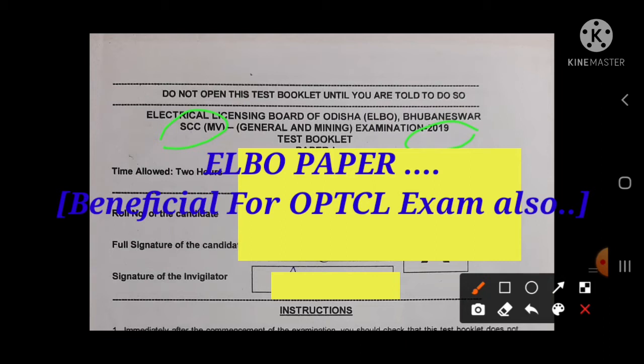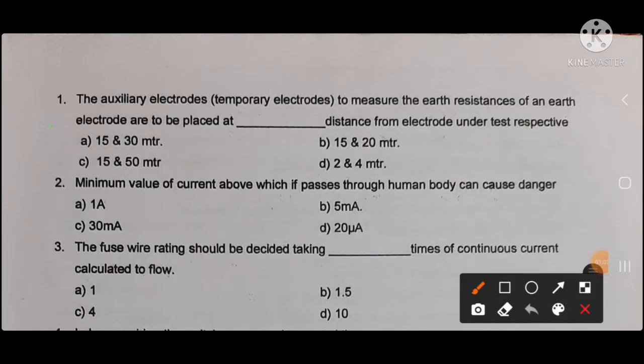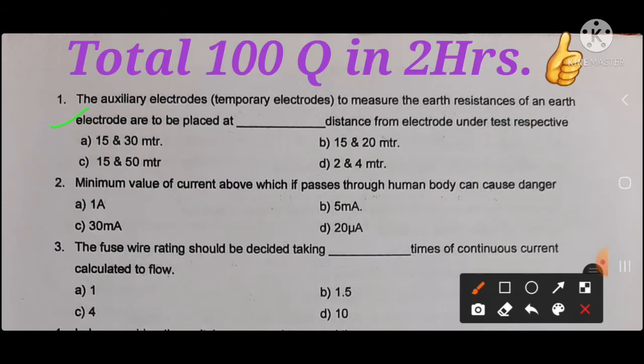So today we have to discuss paper 1 of the ELBO exam 2019. Okay, so the first question: the auxiliary electrode to measure the earth resistance of an earth electrode is to be placed at 15 meters and 30 meters. Option A is correct. This is your E, P and C. So the E to P distance is 15 and the E to C distance is 30 meters.